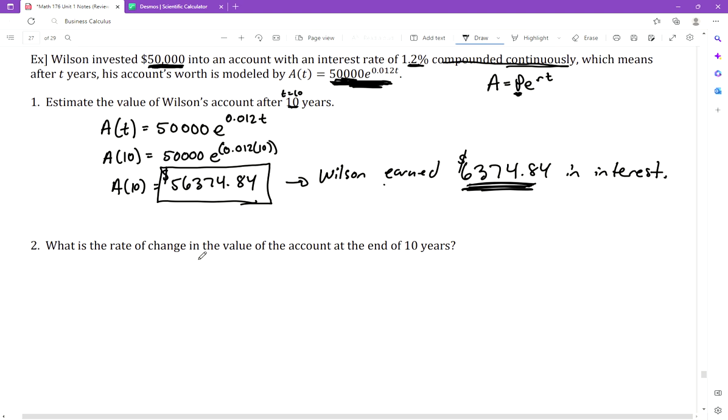All right, the next part says, what is the rate of change? Whenever we see rate of change, we're thinking derivative. So rate of change is a derivative. Let's rewrite our function: A of t equals 50,000 e to the 0.012t. And then let's get the derivative.